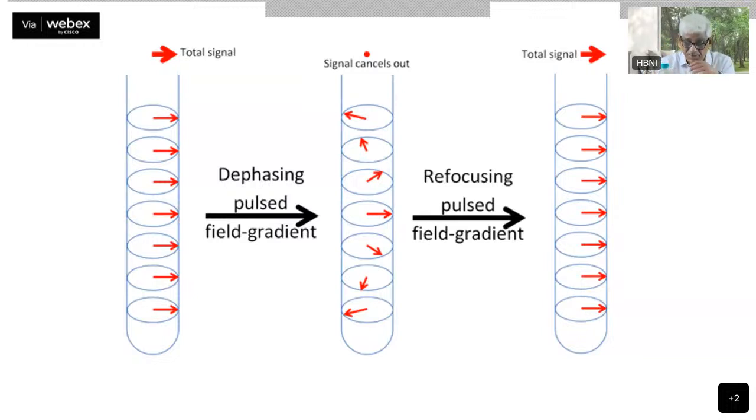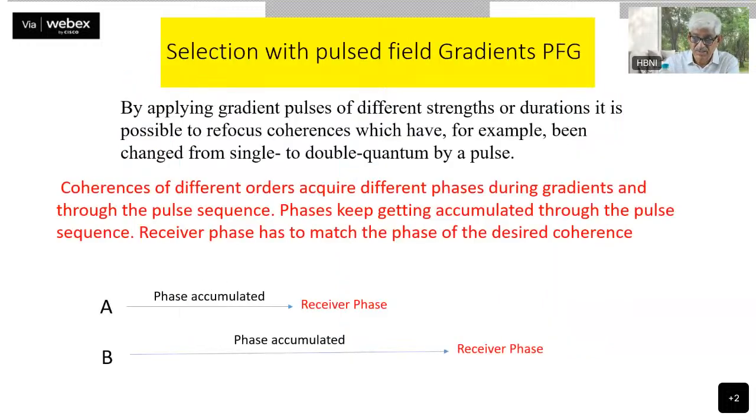Now the refocusing pulse field gradient will have to have the opposite sign to the dephasing pulse field gradient if you are not using any 180-degree pulse. But if you use the 180-degree pulse also, then the refocusing pulse field gradient can have the same sign, because the 180 pulse has already created the negative sign of that. So therefore, combinations of these are used in practice.